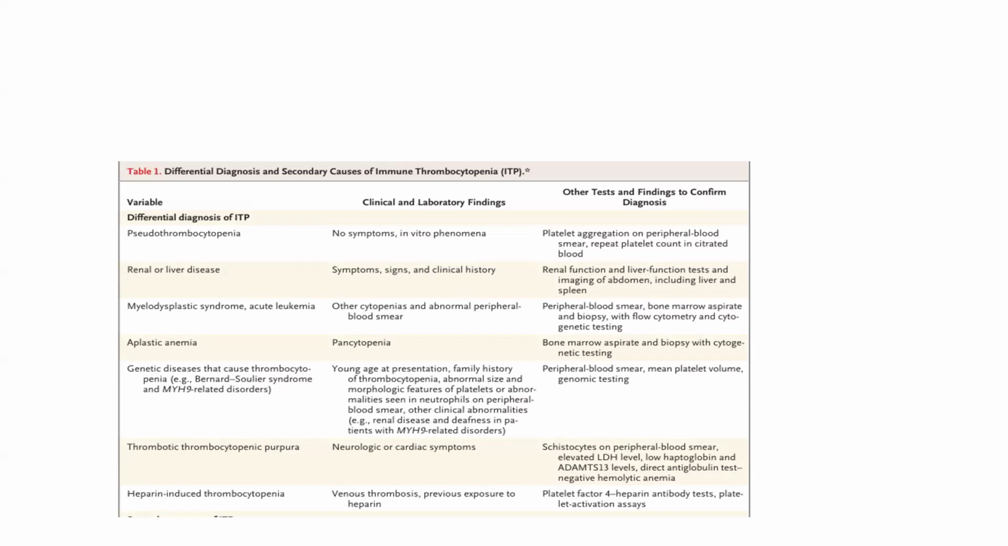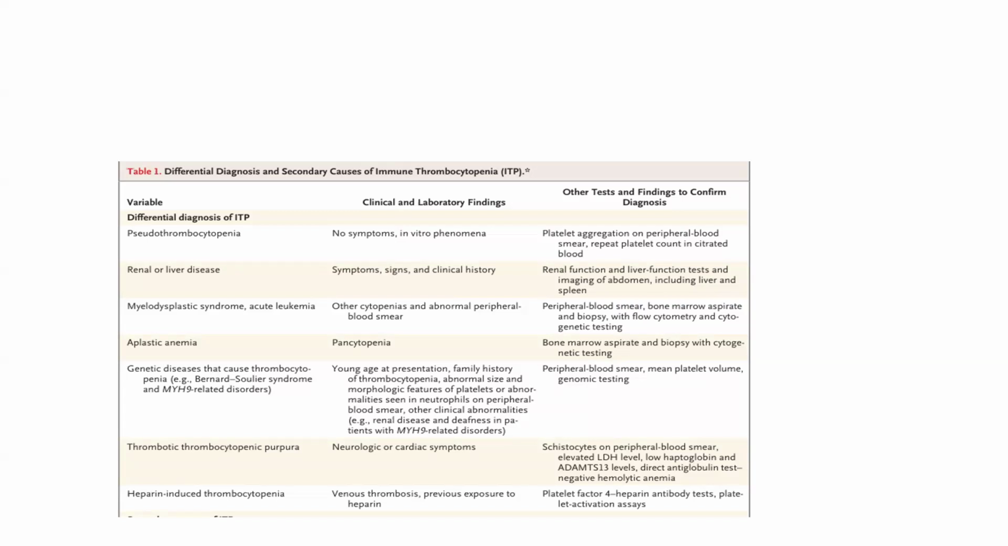The other tests and findings to confirm the diagnosis are platelet aggregation on peripheral blood smear and a repeat platelet count in citrated blood. Then in renal or liver disease, the other tests and findings to confirm the diagnosis are renal function and liver function tests and imaging of the abdomen, including the liver and the spleen.